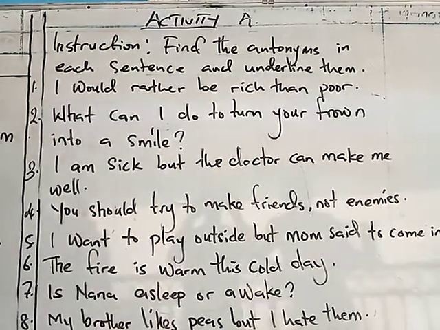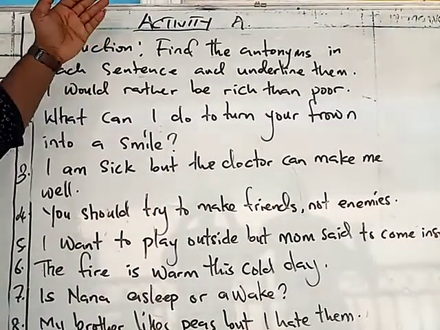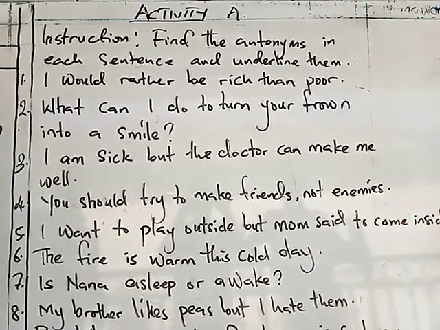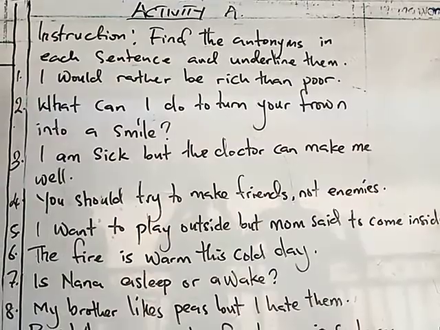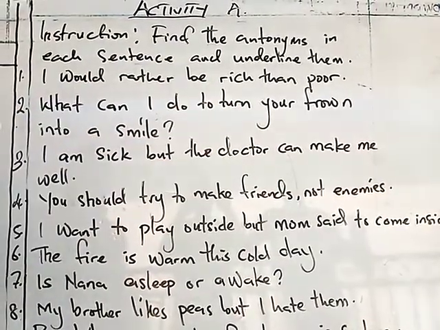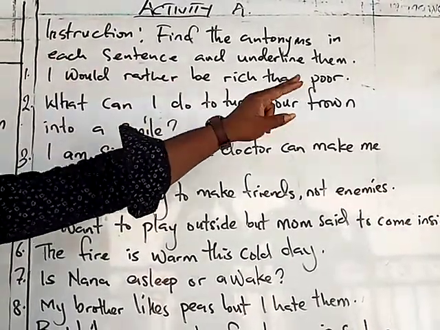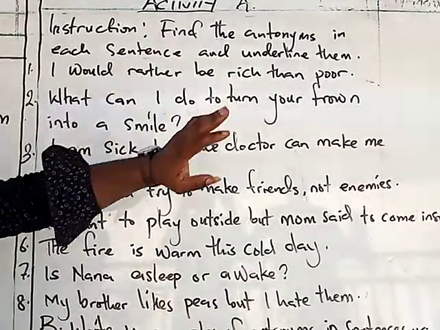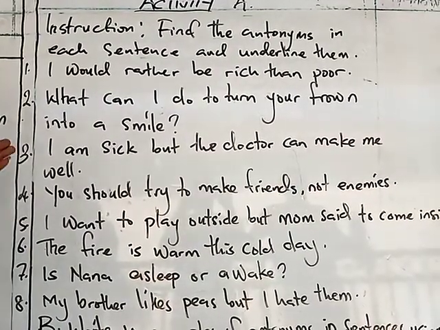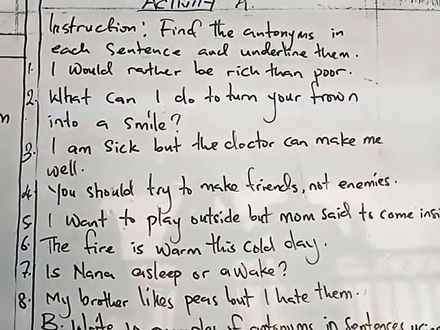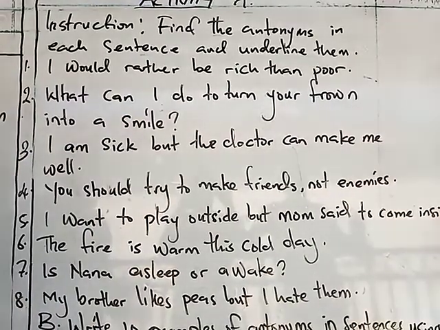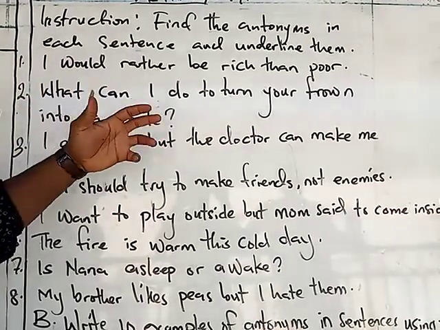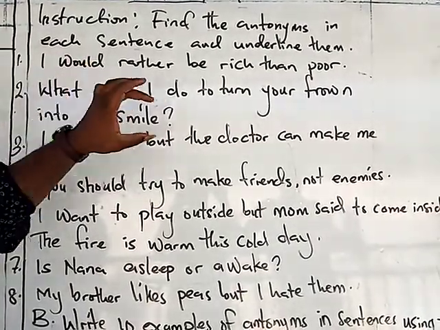All right, we are to do the following activity. We have activity A and activity B. The instruction in activity A says, find the antonyms in each sentence and underline them. 1, I would rather be rich than poor. 2, what can I do to turn your frown into smile? Here, try to understand that there are 2 words, a word and its opposite. So you are to underline both the word and its opposite.